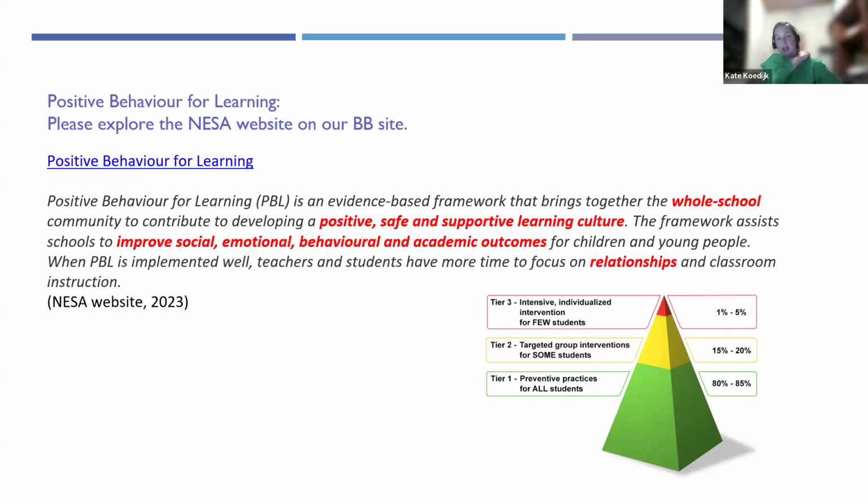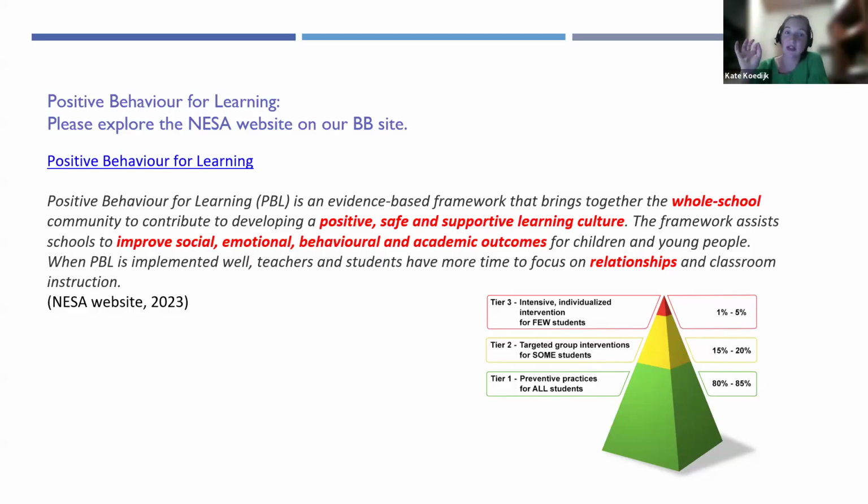It really tries to delve into why this student is behaving the way they are. Within the green, most of your students will sit, and it's the preventative practice. It's for all students, so it's your quality teaching and learning. Once your student is highlighted in the yellow, that's targeted group interventions, and it's just for a small amount of students within the school, so 15 to 20%.